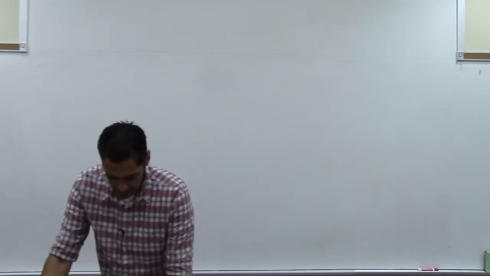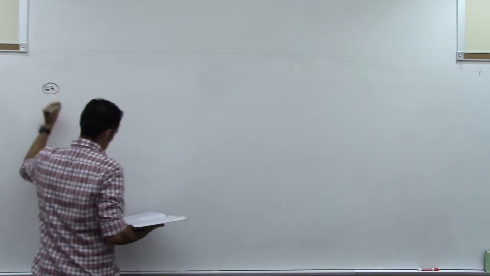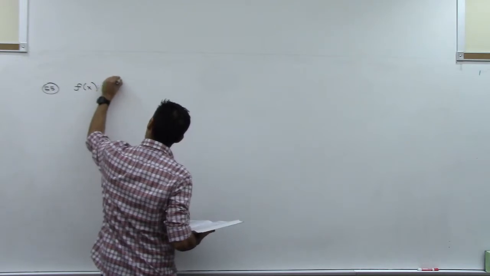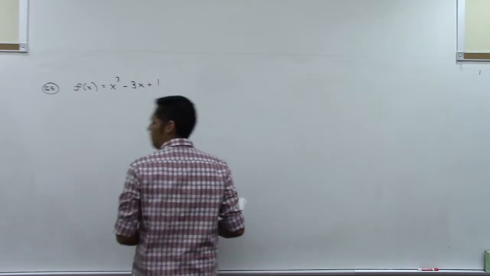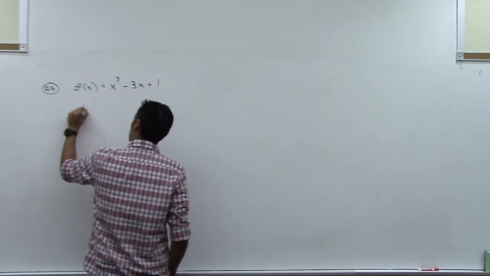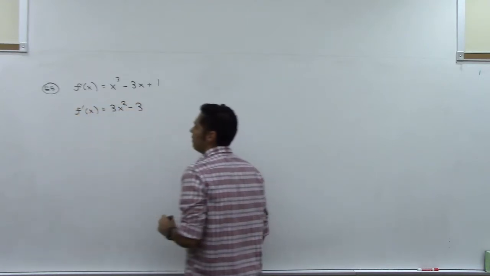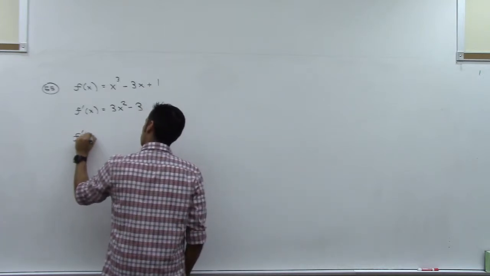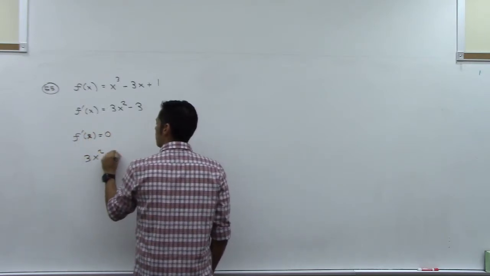Number 55. f of x is x cubed minus 3x plus 1. So let's go ahead and take our derivative, because that's what we're going to need to work with. 3x squared minus 3 is our derivative. We're going to set that derivative equal to 0, which means set 3x squared minus 3 equal to 0.